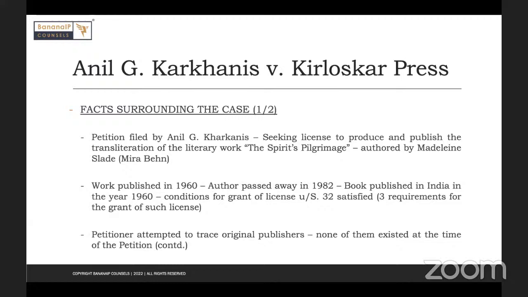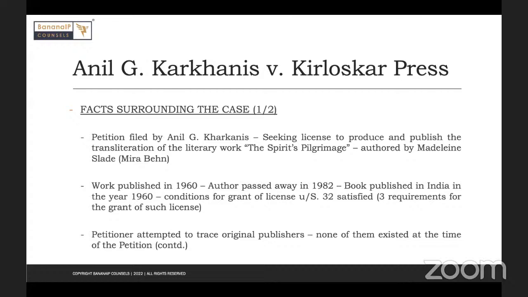Section 32 of the Copyright Act lays down 3 requirements for any applicant who seeks license for publication of any literary work or dramatic work. The 3 conditions herein are as follows. First, the work needs to be published in India. Secondly, the publication of the work needs to be 7 years prior to the petition of that license. Thirdly, the petition needs to be filed properly under Form 6.